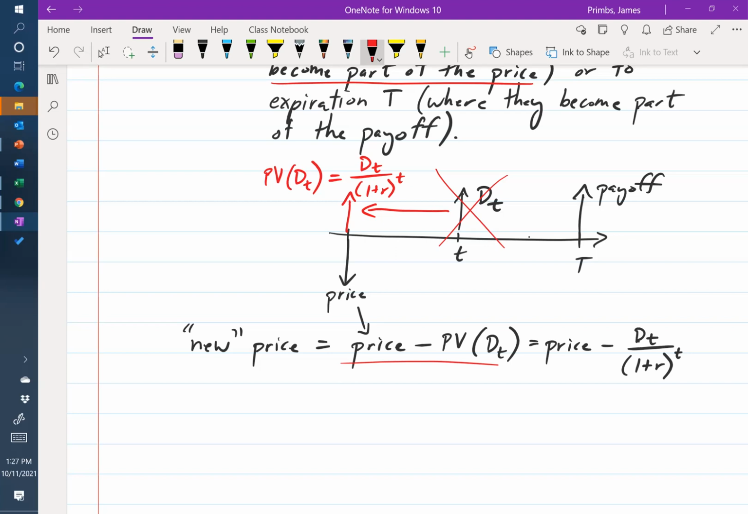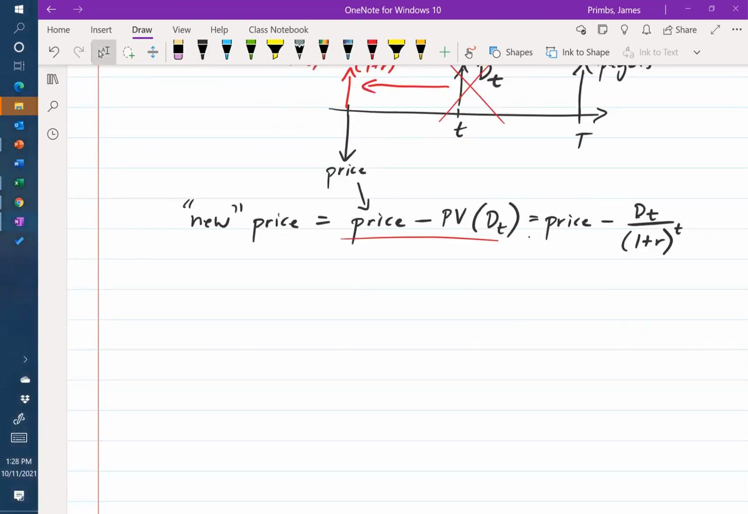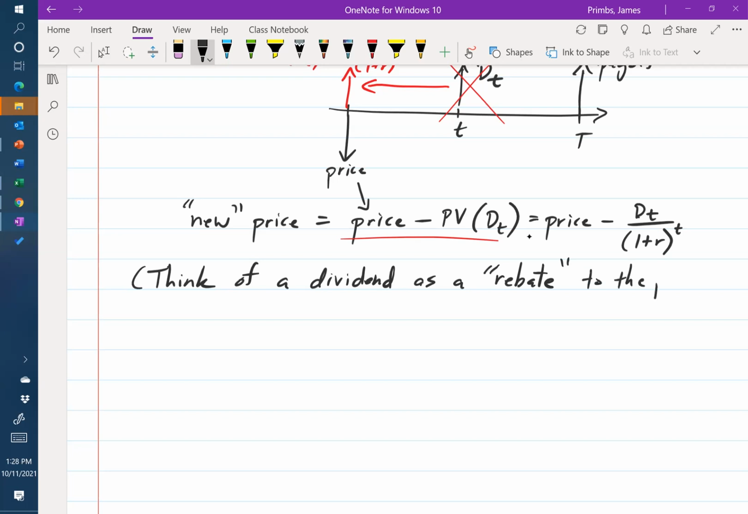Does that make sense? So if I do that, then handling dividends is no problem at all. Dividends, I just subtract them off the price. All right, let's see how easy that allows us to handle dividends. And this is always going to be our philosophy with dividends or intermediate cash flows. Just pull them back to time zero. Think of them as a rebate. All right. So anyway, this is my comment. Think of a dividend as a rebate to the price. That's the right way to think about it.